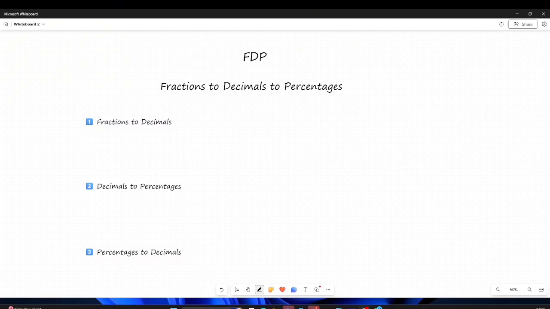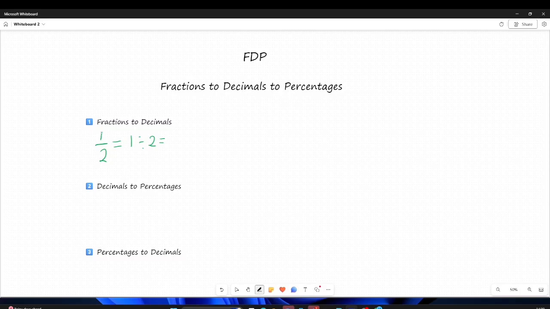Our first example, let's say we have 1 over 2. Remember, the top number we call the numerator, and the bottom number is the denominator. So you can write this as a division, and the top number always comes first. So 1 divided by 2. If you put this on the calculator, it's going to give you your straight answer.